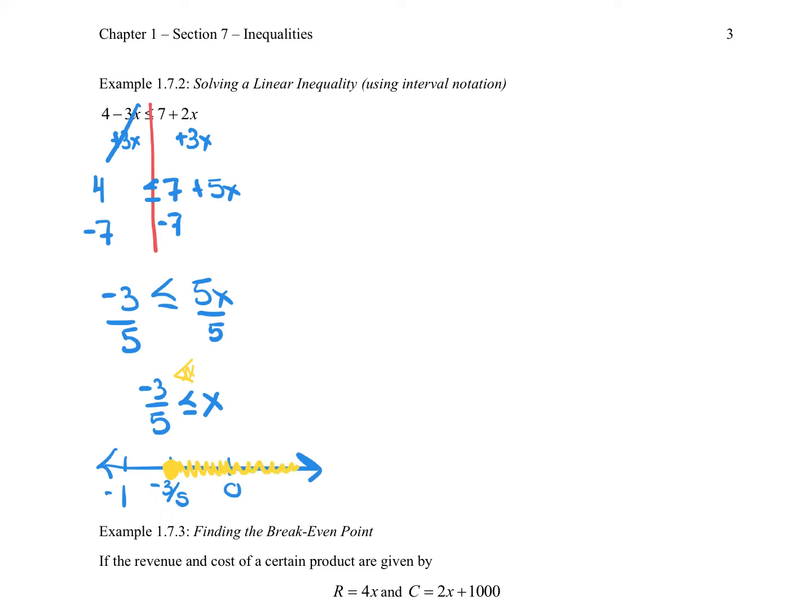So with that being said, if I want to write that in interval notation, the smallest thing I am is -3/5, and I can equal it because I have an equal to sign right there. So bracket -3/5, and x is always getting bigger. So infinity, you can never touch infinity, so infinity is always accompanied by a parenthesis. So here is my answer.